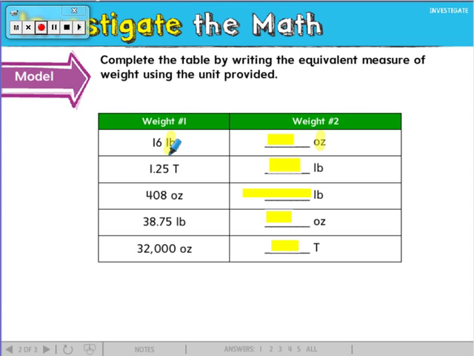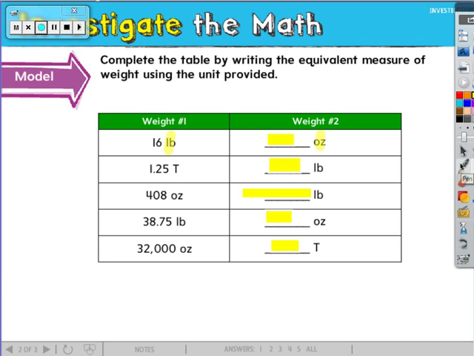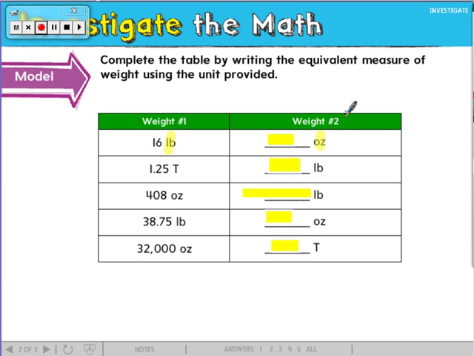So, Josie, in this case, I'm going from pounds to ounces. So what am I doing? I'm going big to small. What do I do when I go big to small? You multiply. So what am I going to multiply my 16 pounds by? 16? I'm multiplying it by 16 because there's 16 ounces in a pound, right? So 6 times 6 is 36. 6 times 1 is 6 plus 3 is 9.